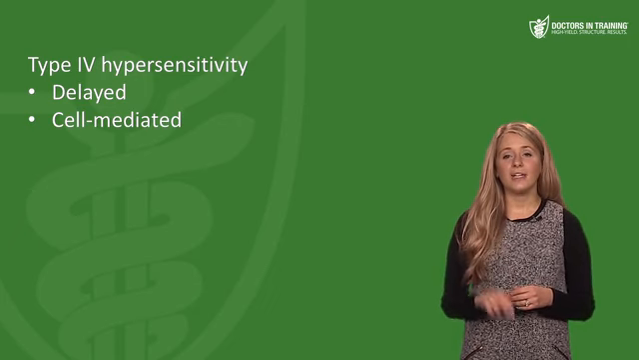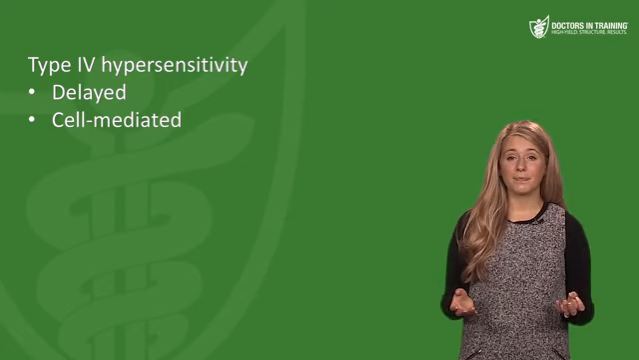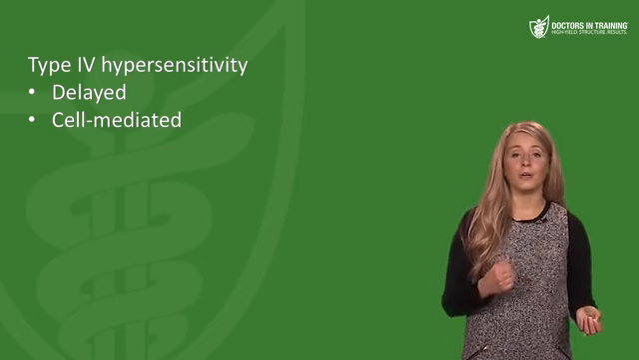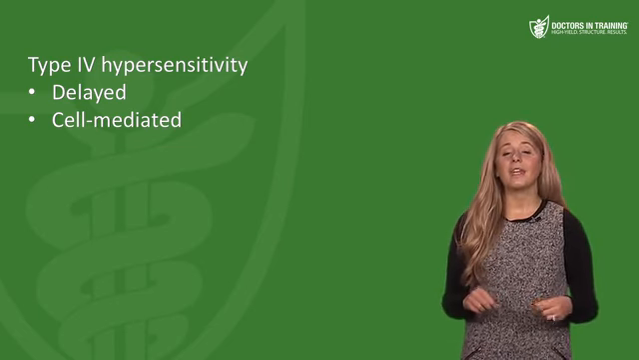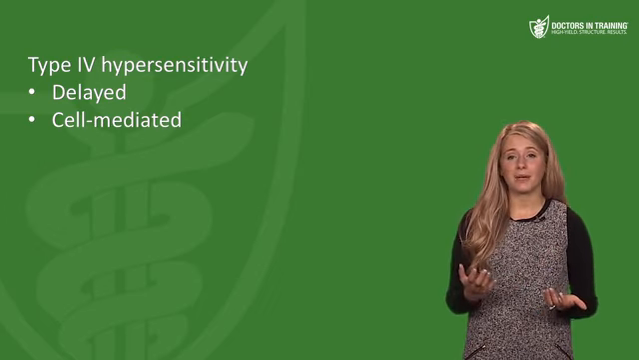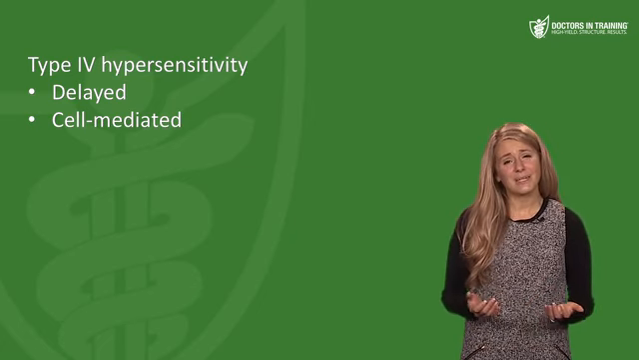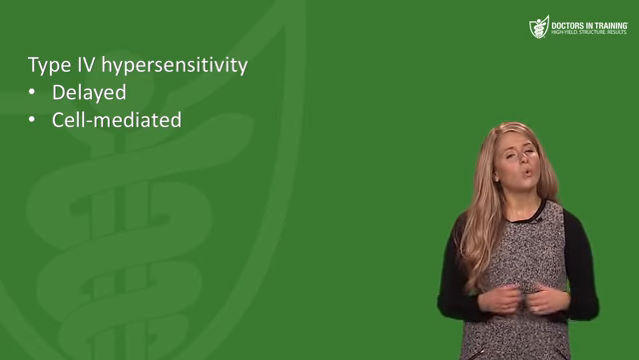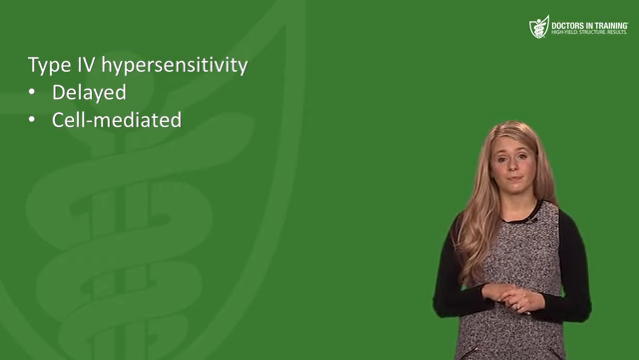And it's delayed because of cellular immunity, and cellular immunity takes a while to get ramped up. It's not like type 1, where you have the antibodies lying around ready to go. With type 4, it takes time to present the antigen to T cells, and then they have to make the cytokines, and then the macrophages have to be recruited. It's a delayed process. Think about poison ivy. It doesn't start itching immediately, it takes some time. Or think about the PPD skin test for tuberculosis. When do you read the PPD? 48 hours after it was given.